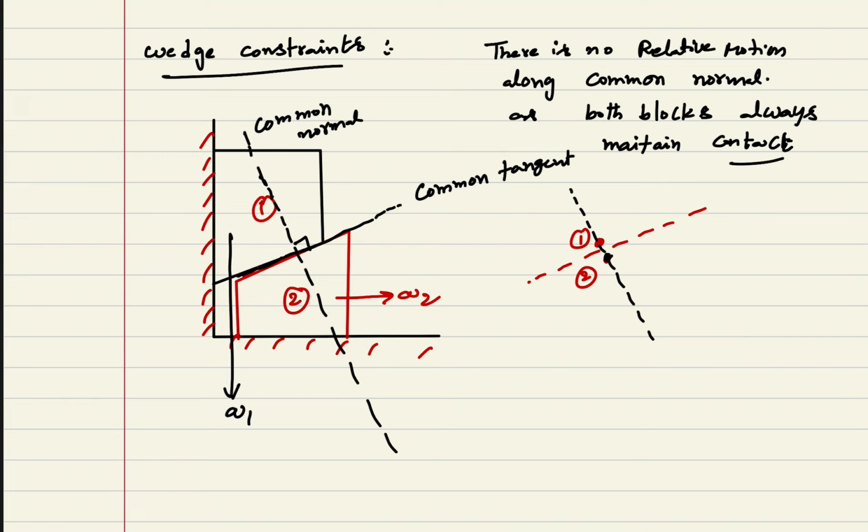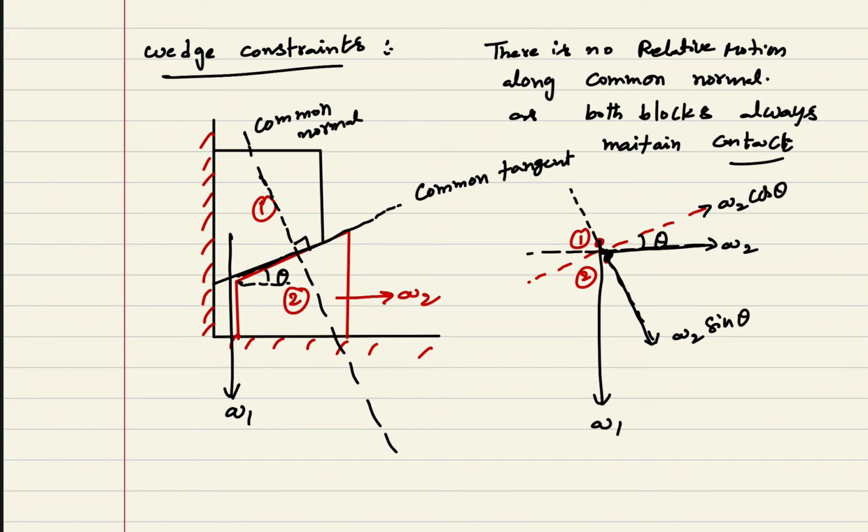The first particle is actually going in the downward direction with a1. Let us consider that this inclination is theta. Now you can see here also I am trying to draw that the inclination is theta. Okay, now as per our question, a2 is to the right side, and we can resolve a2 into two components: a2 cos theta, and along the common normal is a2 sin theta.